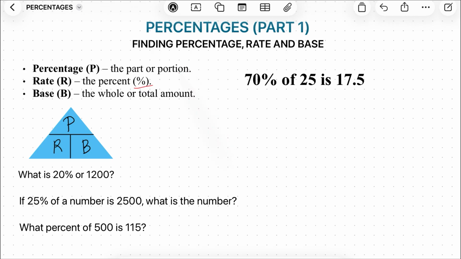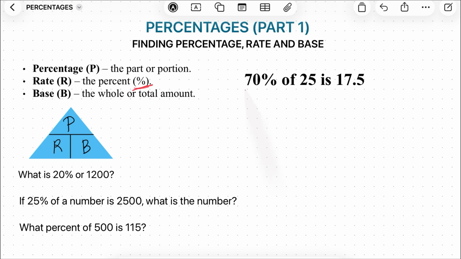When you say percentage, this is the part or portion, and it is a value obtained by multiplying a number by percent. The rate, on the other hand, is the percent. So it is a number that represents a fraction of 100 and it uses this symbol. And we also have the base, which refers to the whole or total amount. This is a quantity from which a part or percentage is taken.